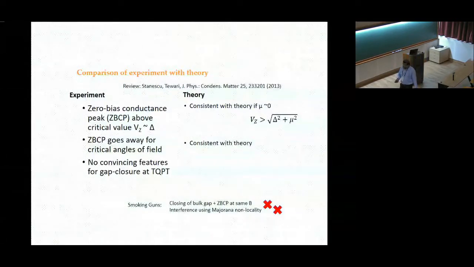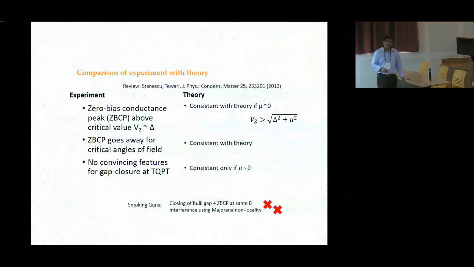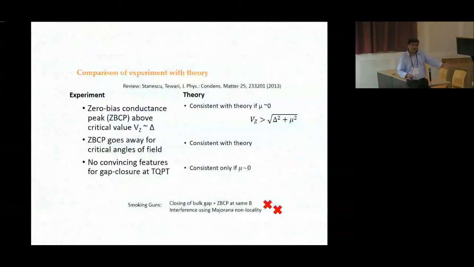They did not find any convincing feature for gap closure at the TQPT. Some experiments did claim to have seen some gap closure feature. That's also consistent if mu goes to 0, which is something that we showed right after these experiments came up. All right, but it's still not a smoking gun because there are other alternative scenarios which will produce basically similar features, mostly due to disorder.